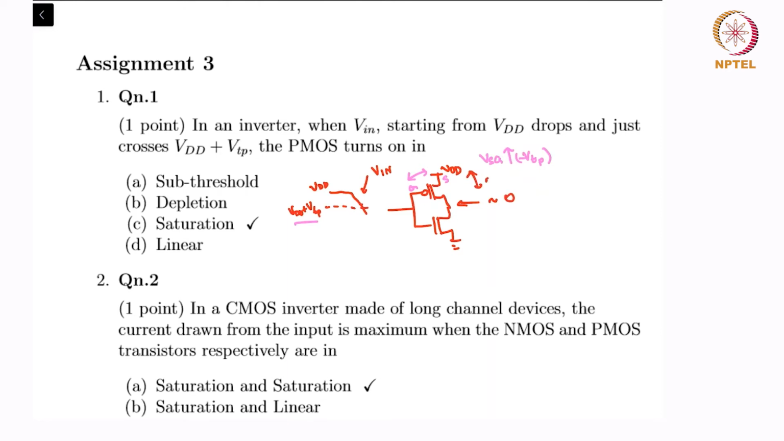So this is close to VDD, whereas this is really small. The VGS is really small. VSG is really small. And therefore you will see that VDD is far greater than VSG minus VTP for this sort of zone, and it will be in saturation region.